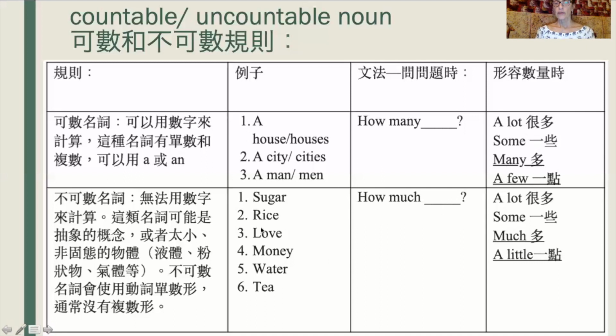When you're asking about the uncountable nouns, these abstract or so tiny items, you say how much? How much love do you need? How much money do you need? How much sugar? How much rice? You can answer it. And if you're answering a specific quantity, it's going to be, I need a pound of sugar, a liter of rice. I want a cup of tea.